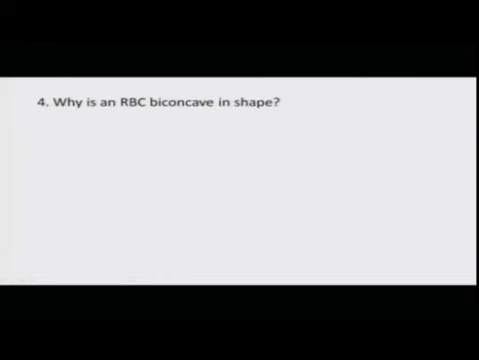Another question that I would like to ask you, if you remember, the RBC, if you look at it sideways, is biconcave in shape. Why is the RBC biconcave in shape? And a related question to that would be, why does it not have a nucleus? The reason it does not have a nucleus is so that it can acquire this biconcave shape, and the advantage of having this biconcave shape is that it can have a larger surface area to volume ratio as compared to a spherical cell.